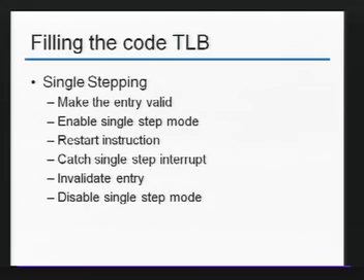So what I do is I make the page table entry valid by grabbing the entry from the code page table. I enable single step mode, and then I restart the instruction that faulted. So now that one instruction will run, that'll cause the instruction TLB to be filled, and then I can catch that single step interrupt, invalidate the page table entry, disable single step mode, and let the system continue to run at full speed.